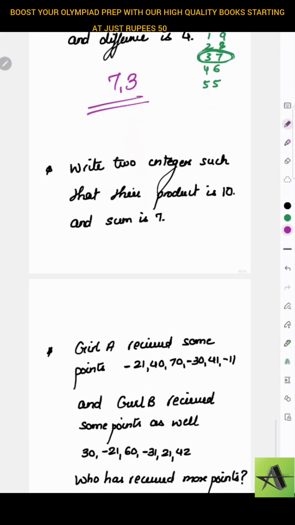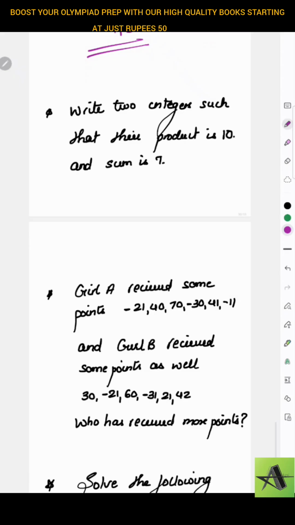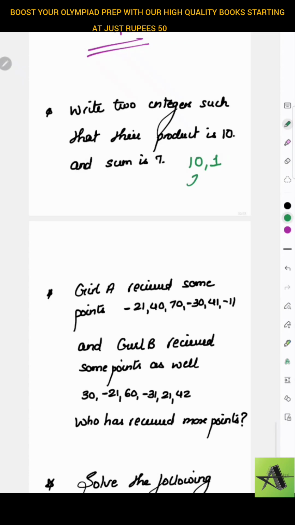Write two integers such that their product is 10 and the sum is 7. So again, what are the possible numbers that when I multiply them will give me 10? So 10 times 1 will give me 10. Then the product 10, that means it should have factors. So 1 is going to be a factor, and then it will be 2 and 5. Then it's 5 and 2. So it's the repetition, 1 and 10 repetition.